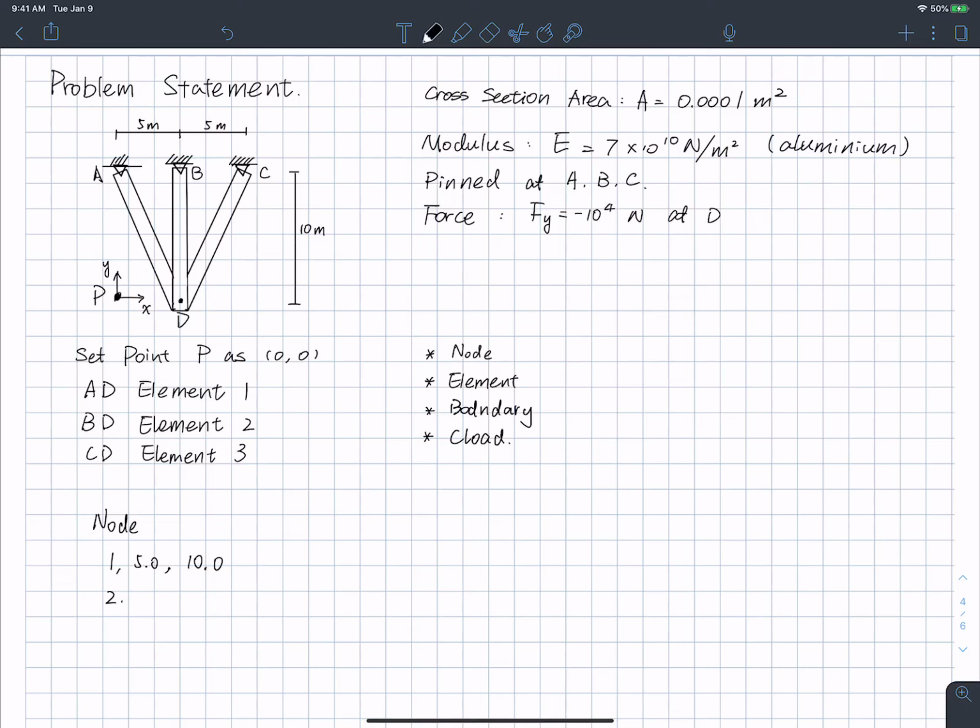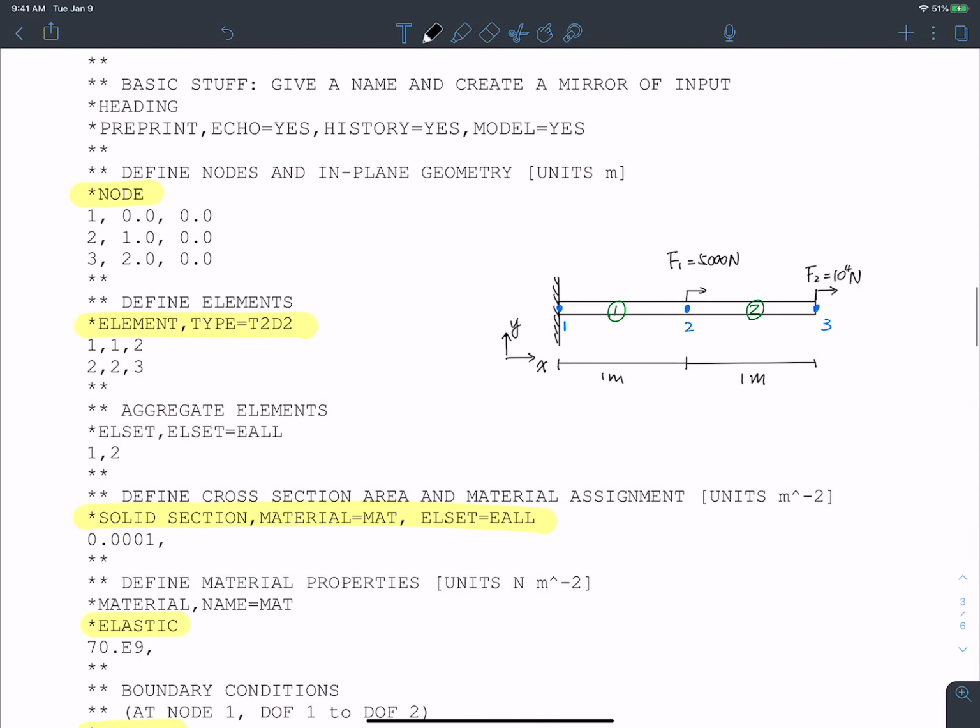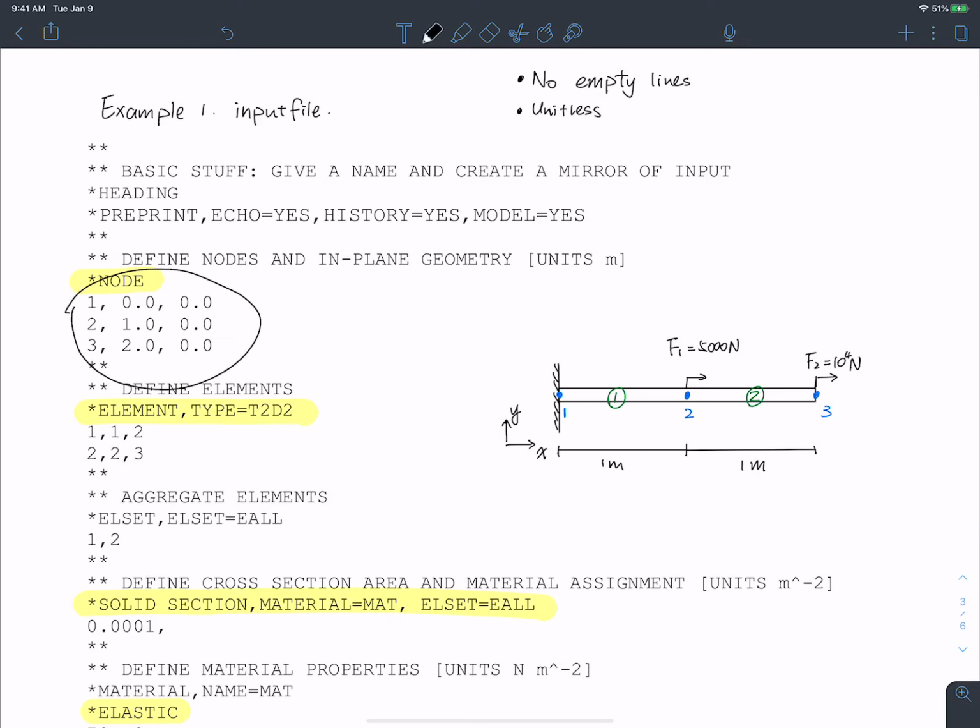The second node is node B, which should be 10.0, 10.0. The third node should be point C, which is 15.0, comma, 10.0. And the fourth node here is point D, which is 10.0 and 0.0. So these are the nodes. Again, these should be switched back into all of these.